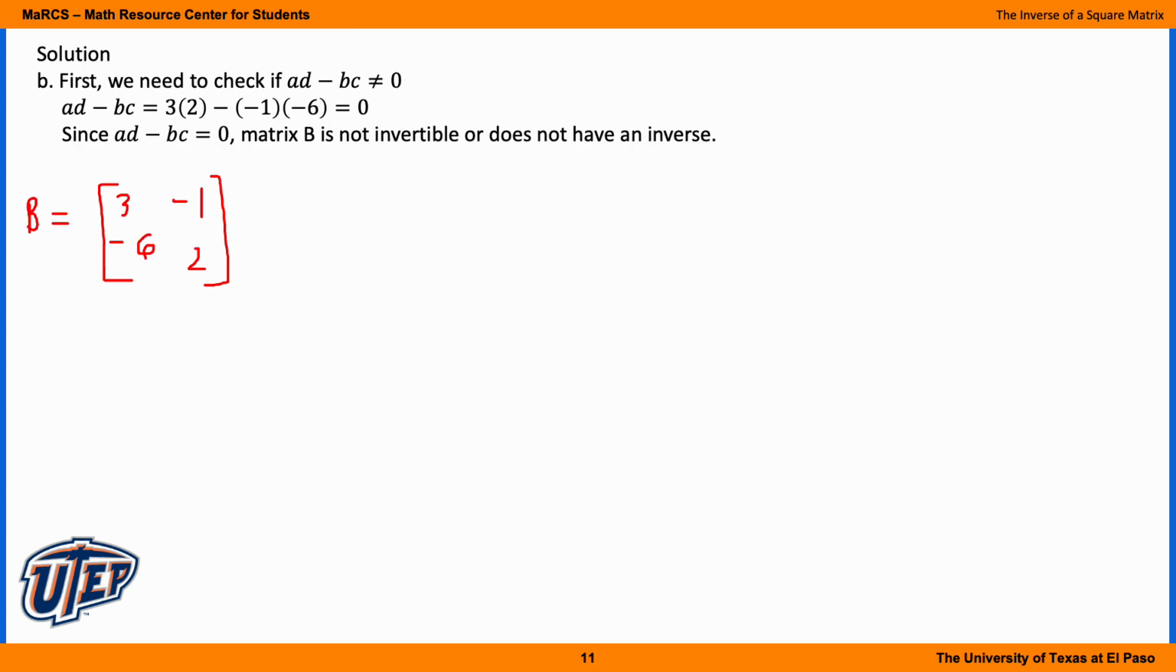So now for example B, we're given the matrix B with entries 3, -1, -6, and 2. So we need to check that the determinant is not equal to 0. So we'll do 3 times 2 is equal to 6 right here, and minus -6 times -1 is equal to 6, so that is equal to 0. So it does not have the property that we need, so therefore we cannot find an inverse. So B is not invertible.